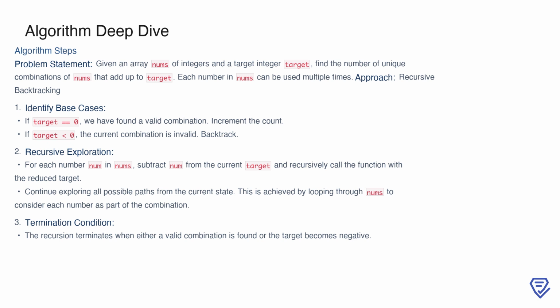A recursive backtracking approach is a natural fit for this problem because it allows us to systematically explore all possibilities. First, we define the base cases. If the target becomes 0, we know we've found a valid combination, so we increment our count. On the other hand, if the target drops below 0, the current path is invalid, and we backtrack immediately.